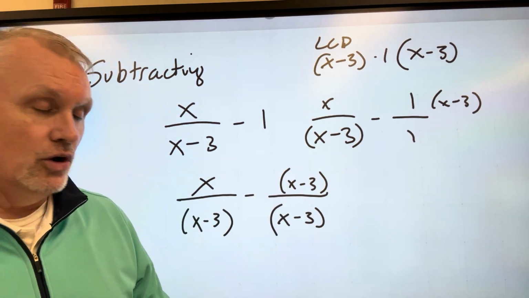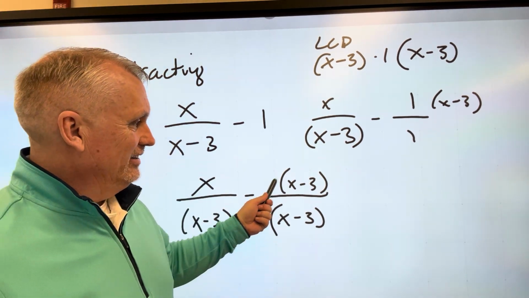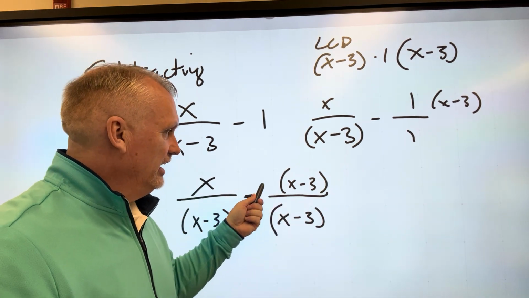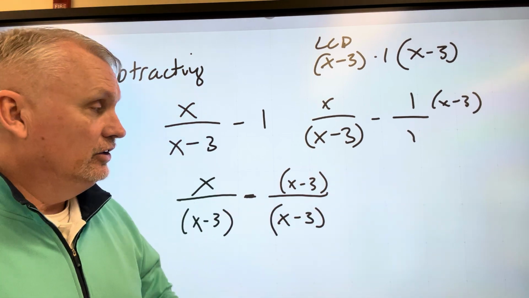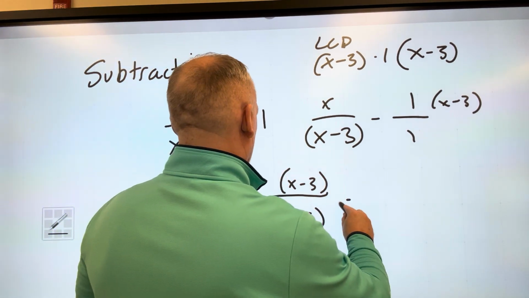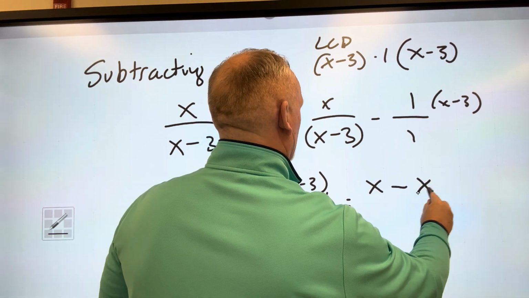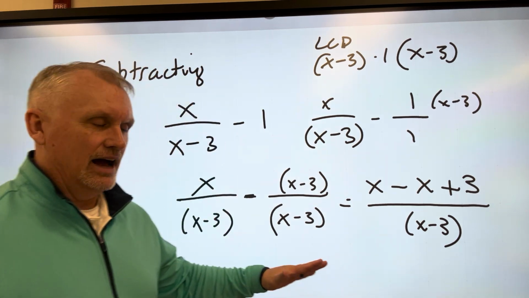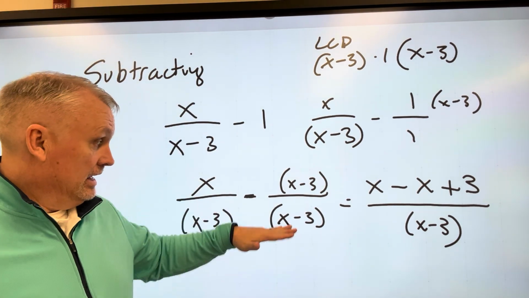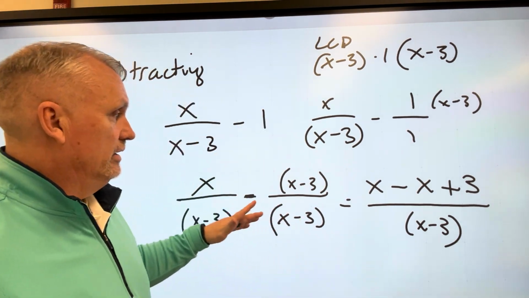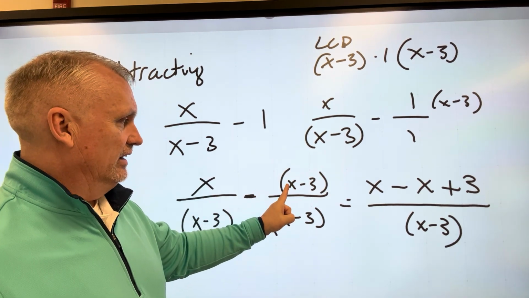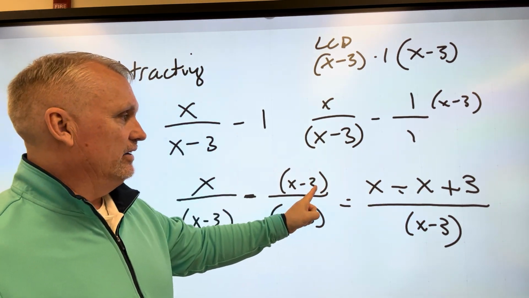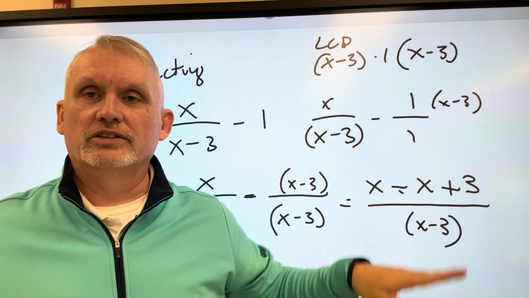Now, here's where you have to know where this negative comes in. It changes all the signs on top. I'll say that again. This negative changes all the signs in the numerator. So when I combine like terms, I have this: x minus x plus 3 over x minus 3. Notice, the common denominator is x minus 3. Put it all over x minus 3. That's cool. But notice, it changes all the signs. This x was positive, it turned to negative. This was a negative 3, it turned to positive 3. You have to change all the signs.